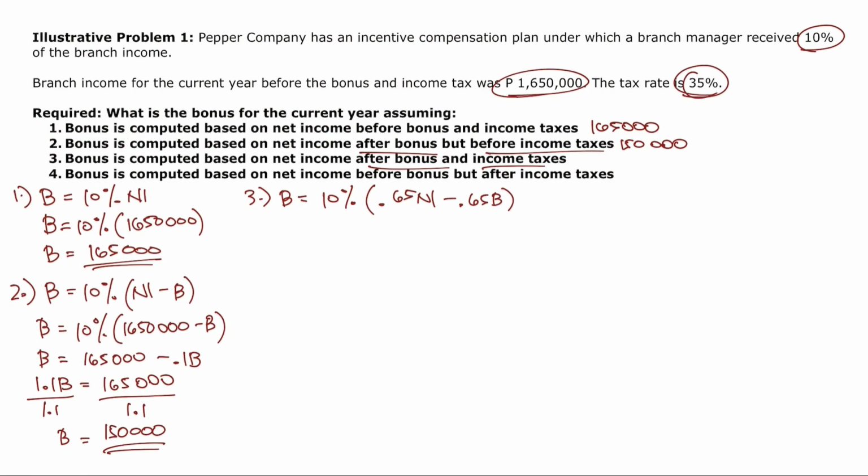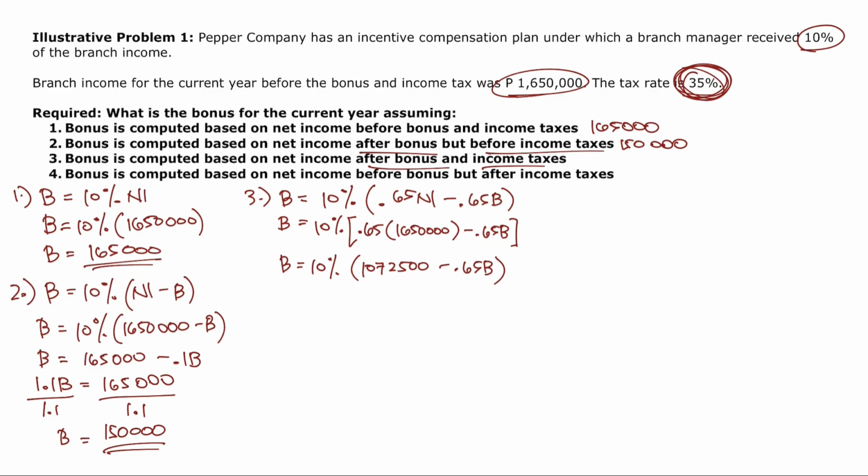Ang tax rate natin 35%. So, ang loob ng parenthesis ngayon will be 65. Okay? So, B will now be equal to 10% of 0.65 net income, which is equal to 1,650,000 minus 0.65 bonus. Okay? B will be equal to 10% of 1,650 times 0.65, or this is equal to 1,072,500 minus 0.65 B.